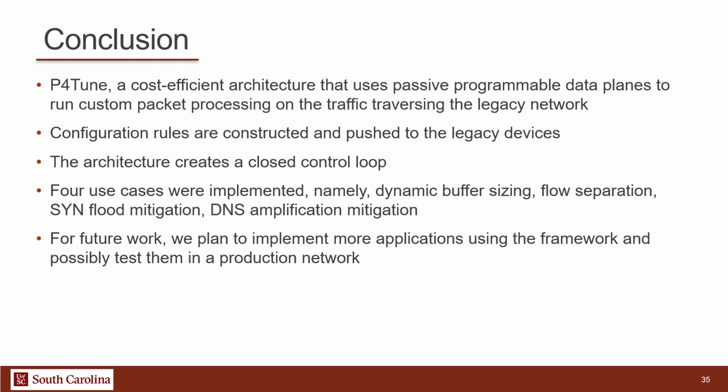We would have some algorithm in the control plane or in a server coming up with rules, and these rules will be pushed to our legacy devices. By doing that, we are creating a closed control loop that allows us to measure and modify. We showed 4 use cases. 2 are related to quality of service, these are the dynamic buffer sizing and the flow separation, and 2 that are related to cybersecurity. For future work, we are planning to implement further applications using this framework and possibly test them in a more realistic scenario, probably in a production network.